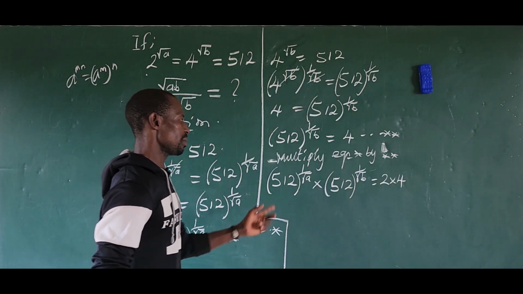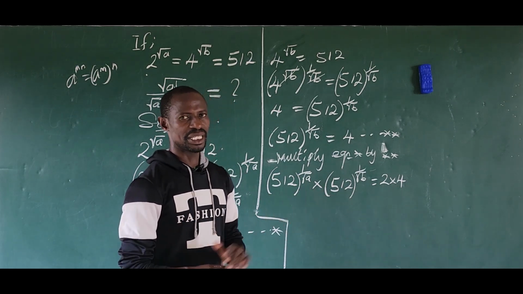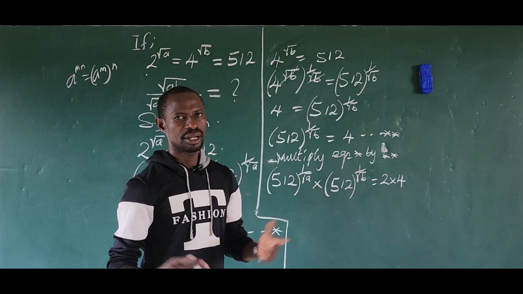Good. Now look at this number here now, the bases are the same. So since the bases are the same and we have a multiplication sign here, we add the exponents. Remember that law?